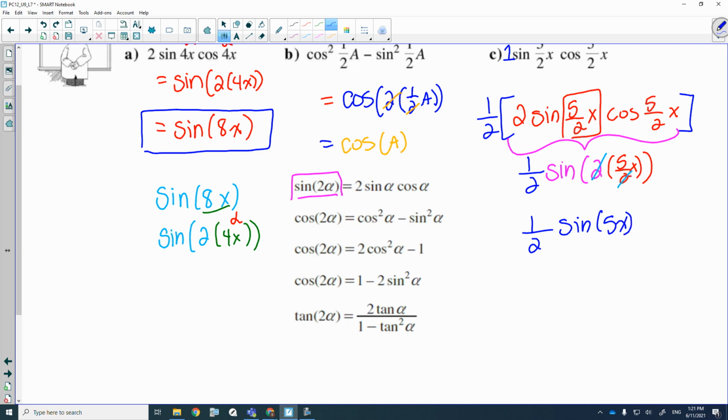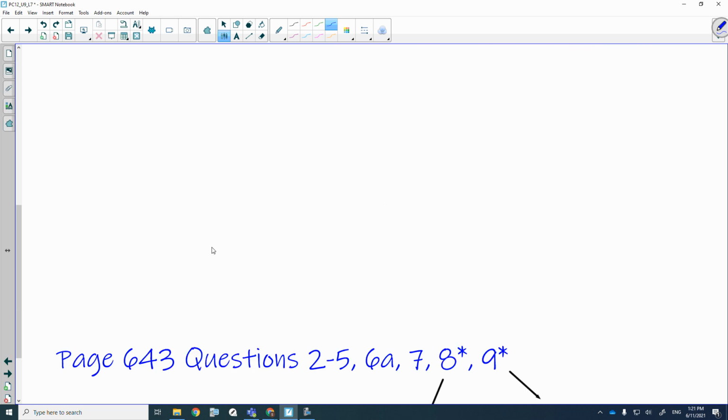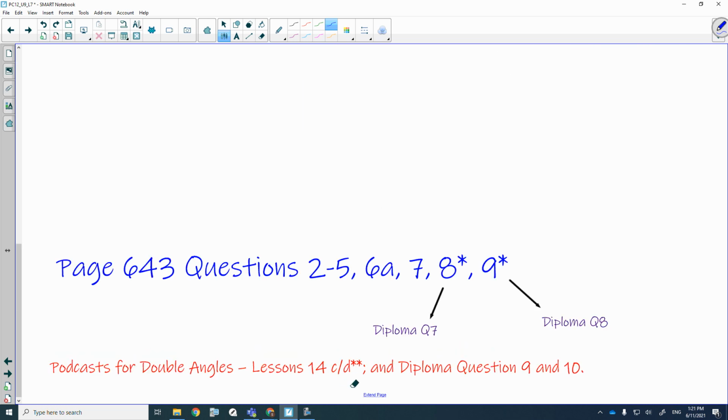Okay, so that is the class examples. We're going to talk about the homework, and then I'm going to set up one of the class examples with you. So the homework for this is on page 643. I want you to do these questions here. These last 2 questions, these are standard of excellence questions, and sometimes students get stuck on, okay, well, how would you solve this?